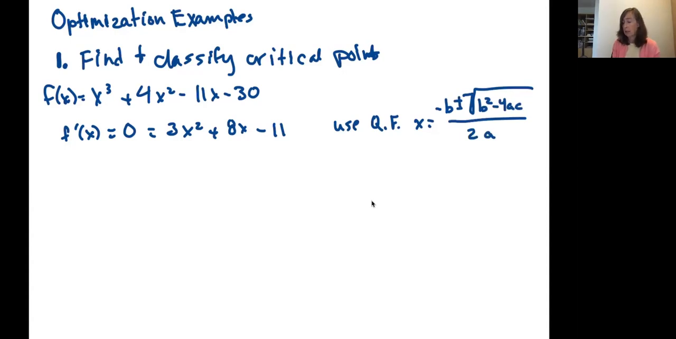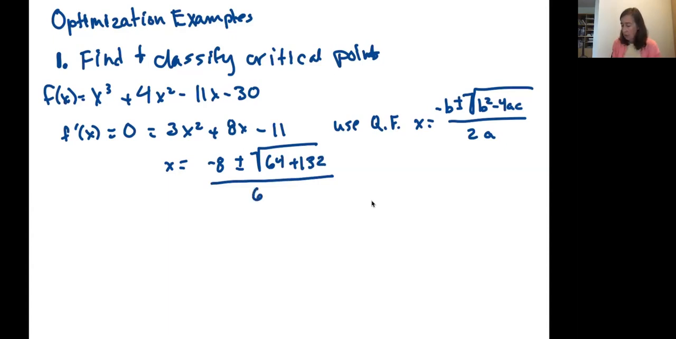So plugging that into this equation, we've got a equals 3, b equals 8, and c equals negative 11. So my roots are x equals negative 8, my negative b, plus or minus the square root of 64 minus 4 times 3 times negative 11. Subtracting that gives me a plus 132 there. And downstairs I've got 6.